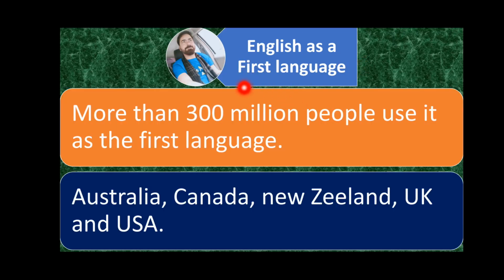English as the first language. It is estimated that more than 300 million people, and now this figure rises to 400 million people, use it as their first language. For example, in the countries Australia, Canada, New Zealand, UK, and USA, it is used as the first language.